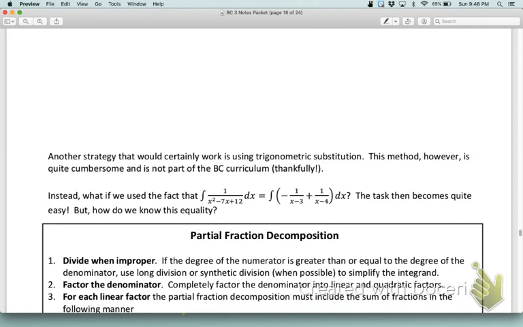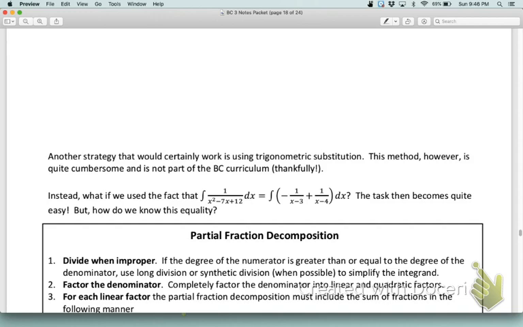So this is a great one for partial fraction decomposition. Now, just so you know, there is another way that you can do this if this is something you want to look at on your own, and that is called trigonometric substitution. That's not part of the BC curriculum. That's not something that we work on in this class because it does take quite a bit of time.